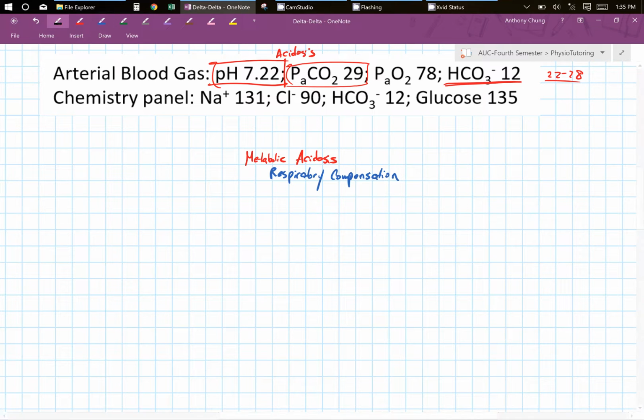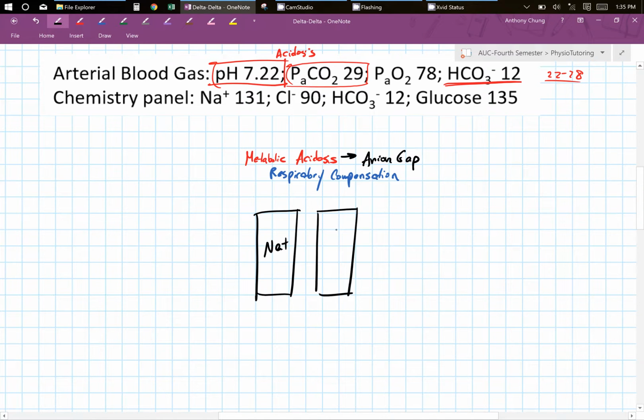Now, the next thing we have to do is, if this is a metabolic acidosis, is there an anion gap? So in order to figure that out, I always draw this out, and it just makes it really easy for me to see. This is going to be your fixed acids, your bicarb. I don't like to memorize anything. I just like to see things conceptually.